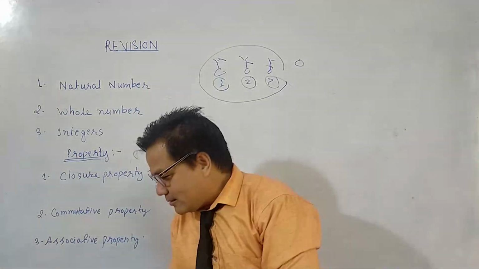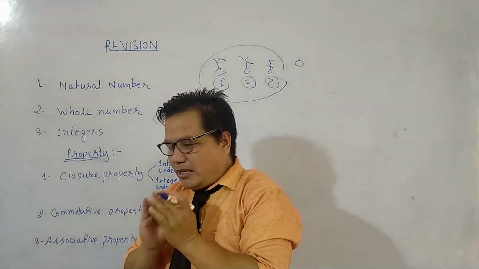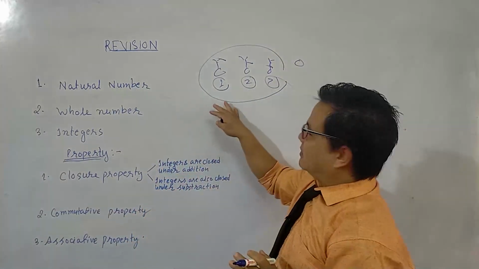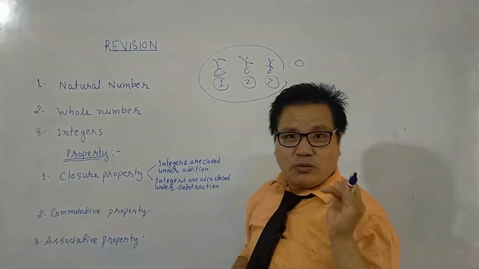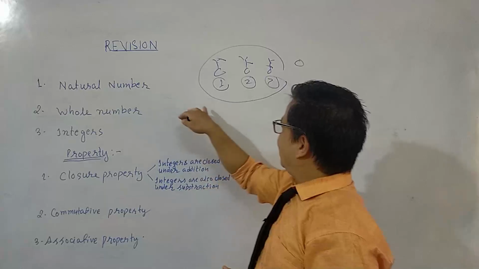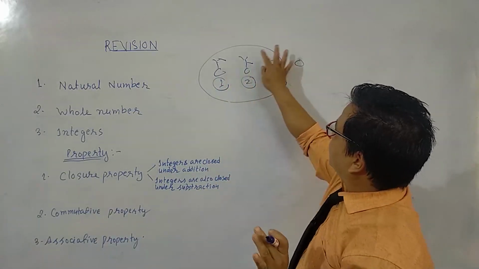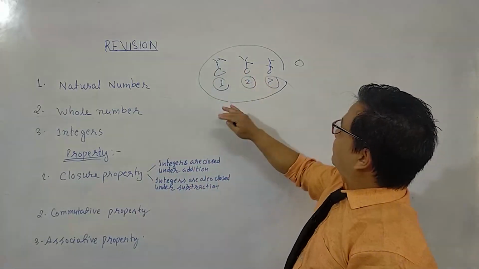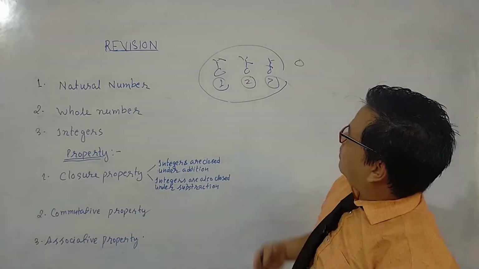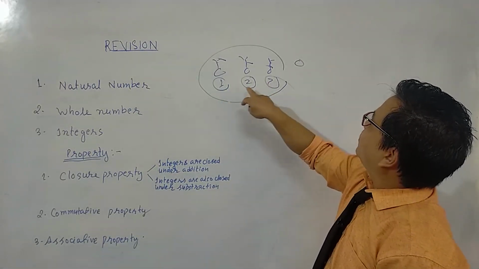I told you many times that where we don't need any 0, that number is called a counting number, and a counting number is a natural number. The natural number is the counting number. Suppose there are 3 apples on the table. When we count 1, 2, 3, we get 3.